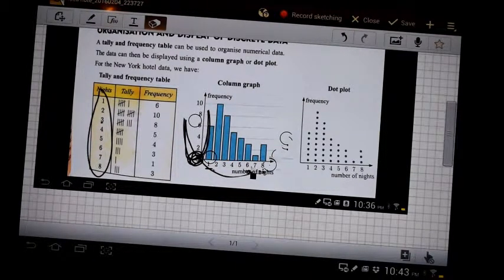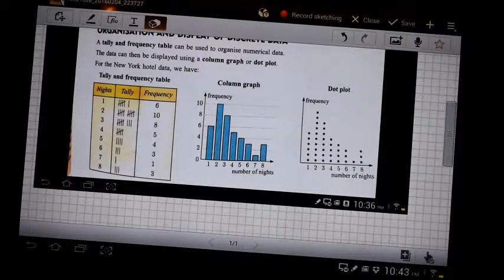And then a dot plot is the same as a bar graph, but it uses dots instead of bars. So for the 6 people who stayed 1 night, you would have 1, 2, 3, 4, 5, 6 dots, and so on and so forth.